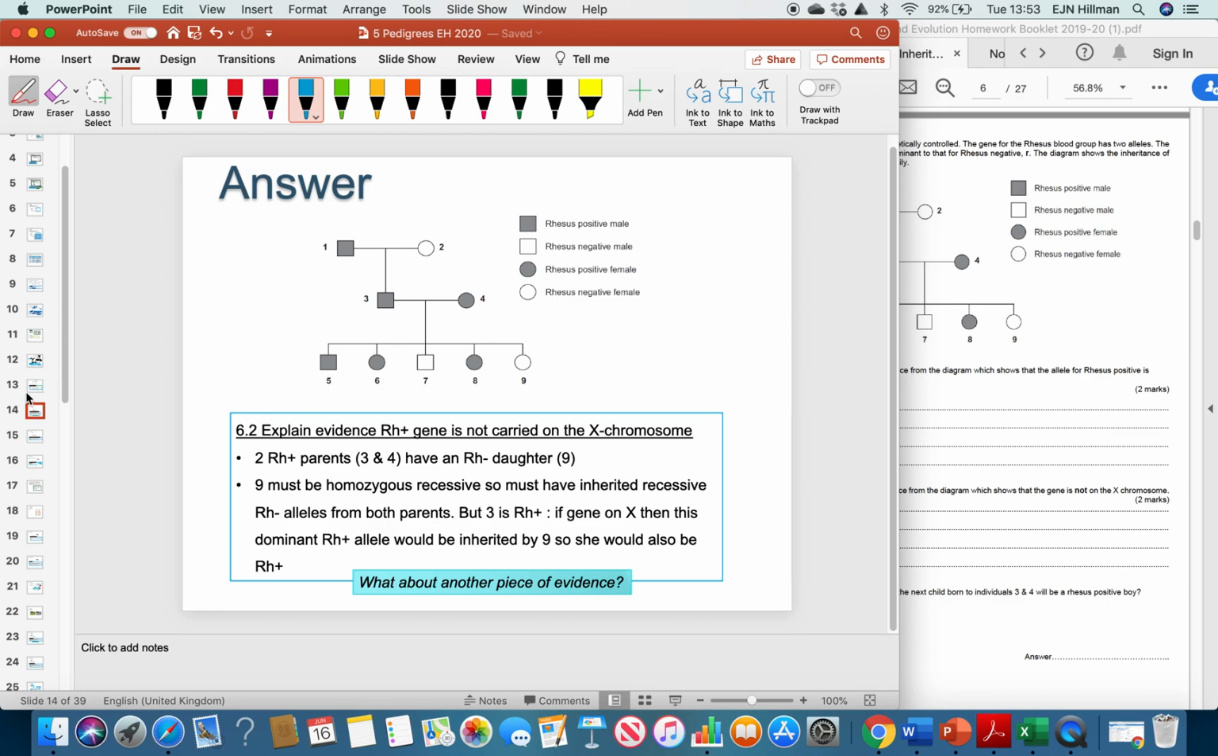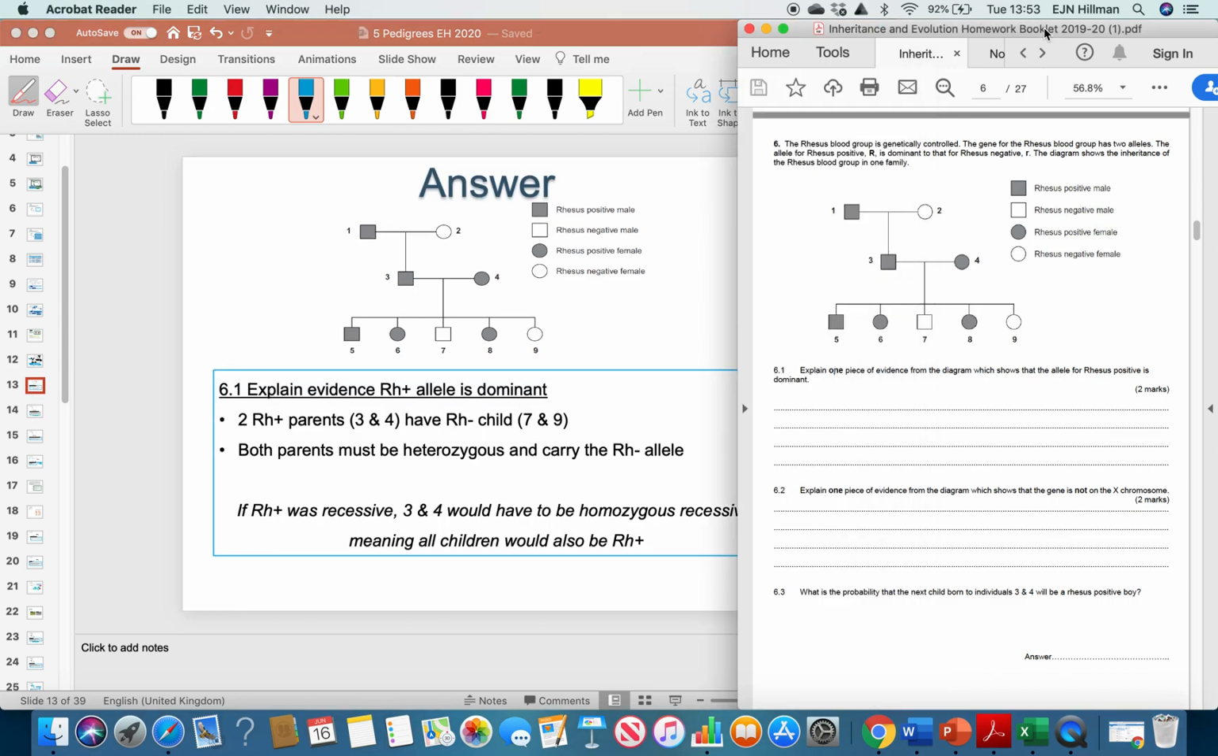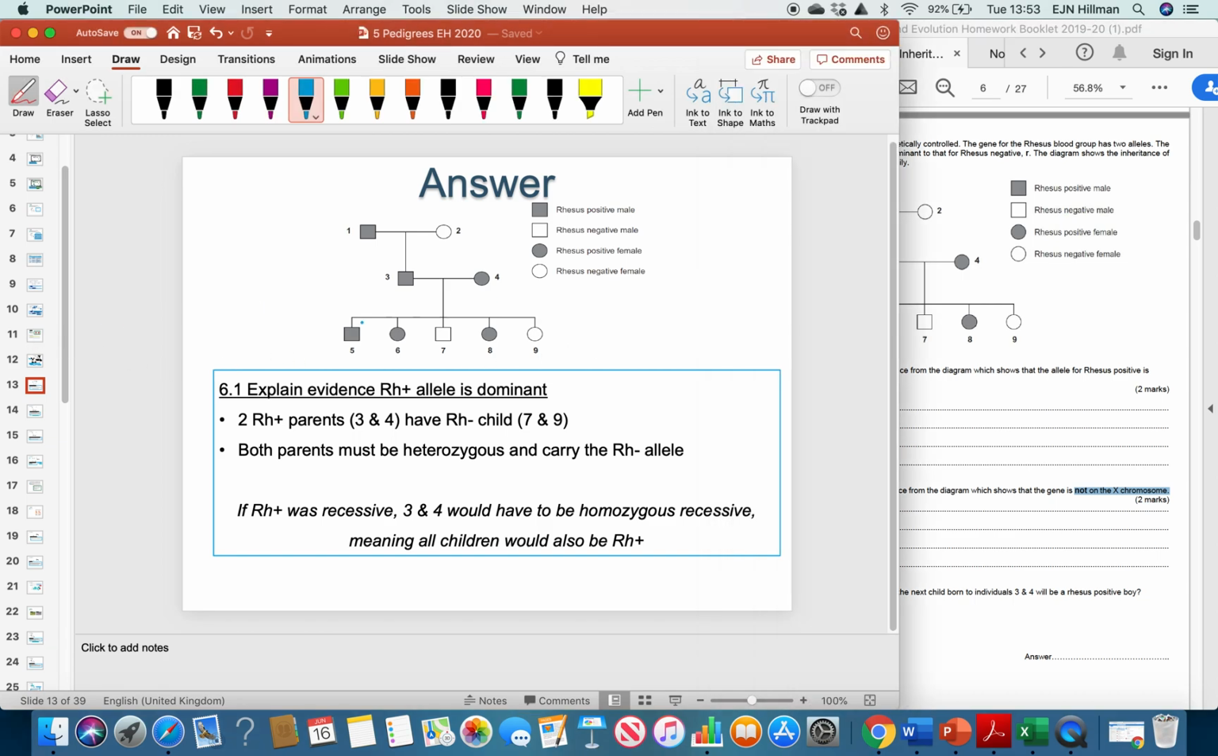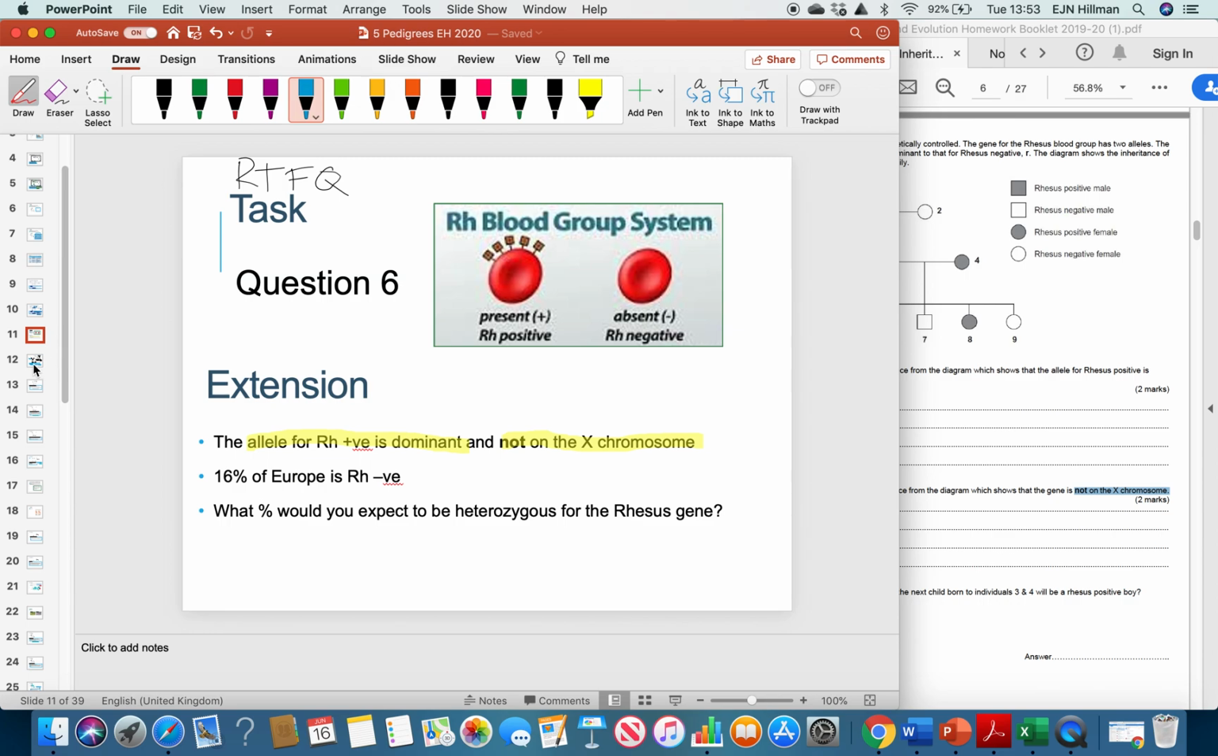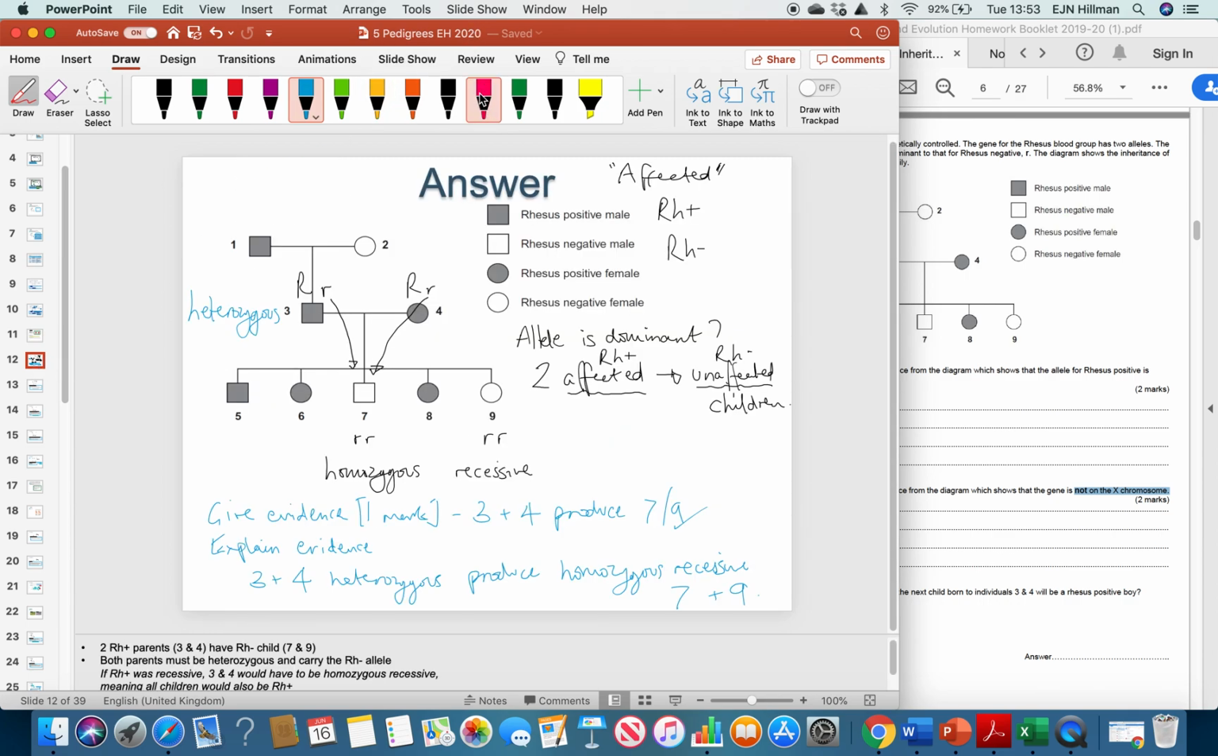Okay, for the following question, 6.2, explain one piece of evidence in the diagram which shows that the gene is not on the X chromosome. Okay, for 6.2, we are explaining, again, one piece of evidence that it is not sex-linked. So we just go back to that one here. I'll do this in a different colour.